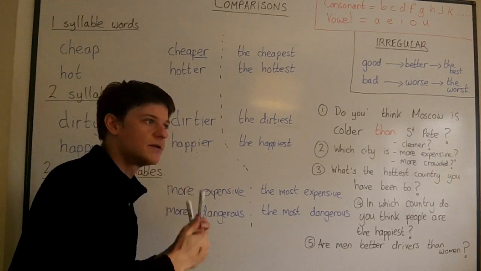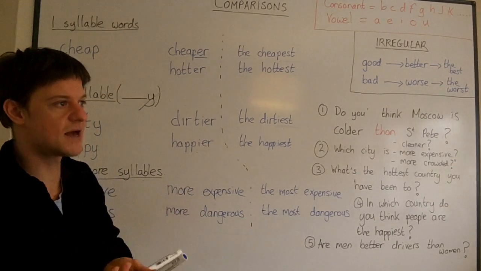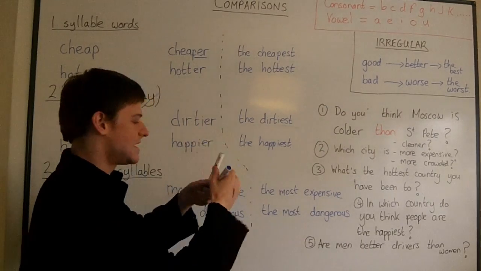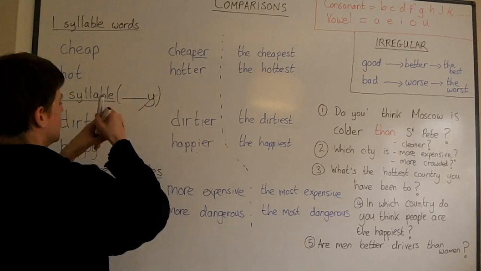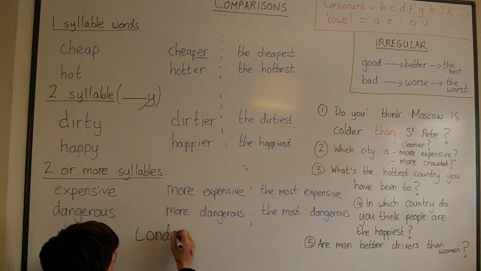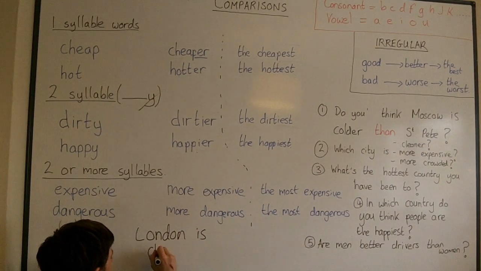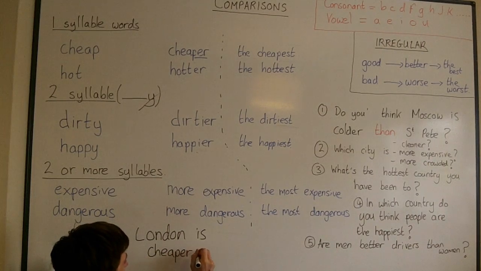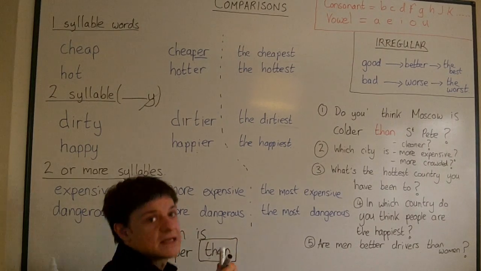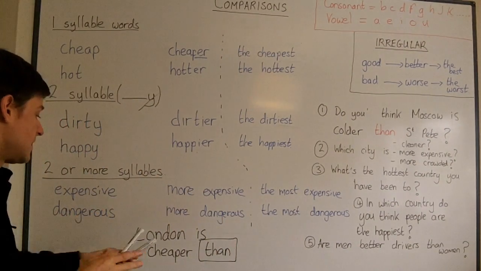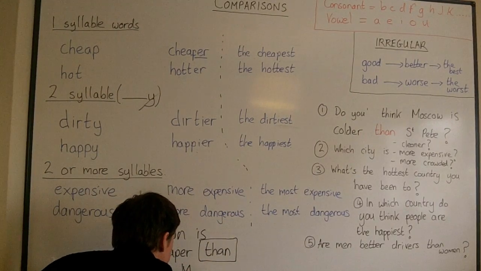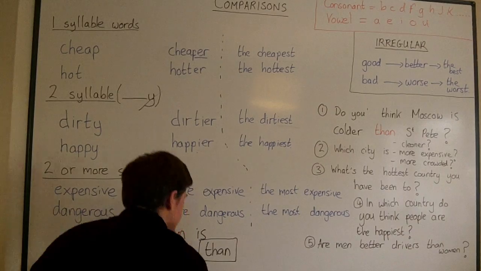For example, London is cheaper than Moscow. Okay, I say London is cheaper than, I'm going to write this on the bottom here, London is cheaper than. Now remember this word than, it's very important. It's like чем, London is cheaper than Moscow. Don't forget it because we always use it. Okay?